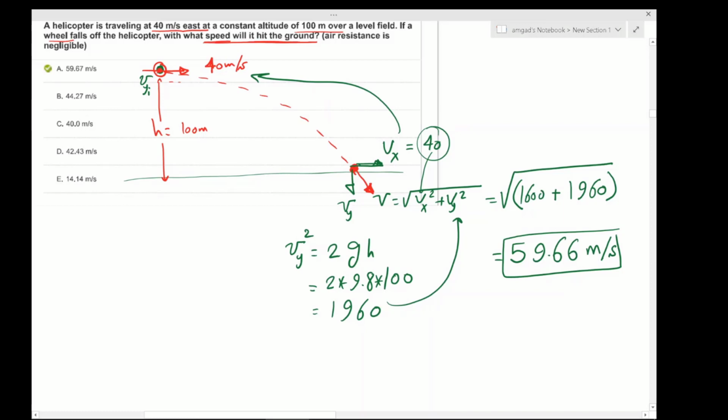Squared plus 1960. So it's not going to give 800. We did something wrong.